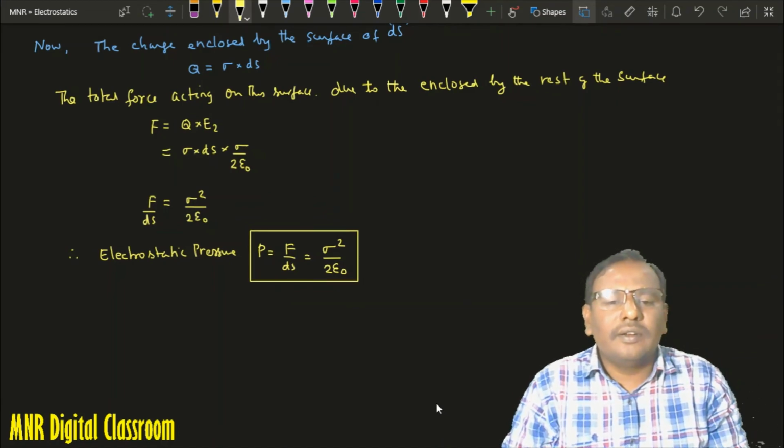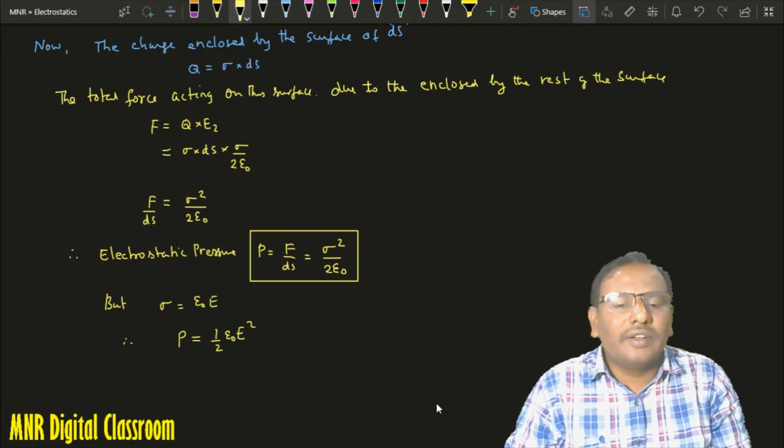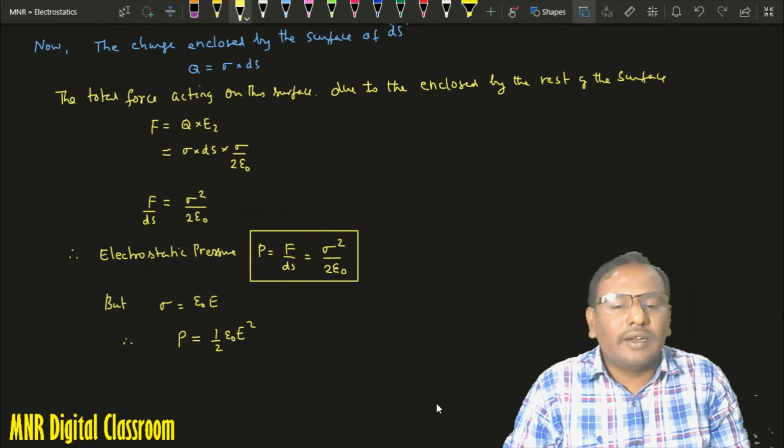This expression can also be written by replacing sigma using equation 1: sigma is equal to epsilon naught times E. Therefore, the mechanical force per unit area, or the electrostatic pressure, can also be written as half epsilon naught E square. We have both the equations: one is sigma square by 2 epsilon naught, and the other is half epsilon naught E square.